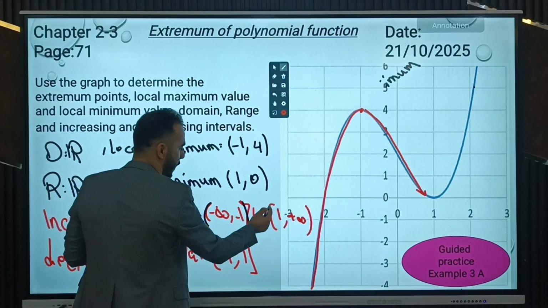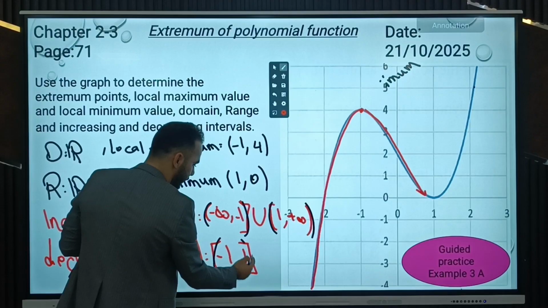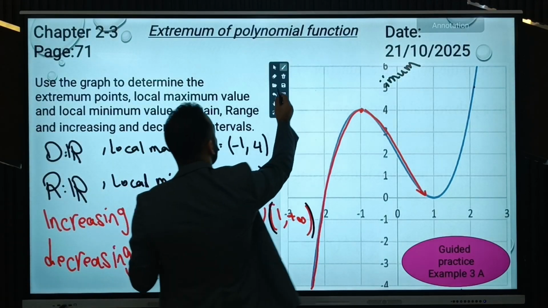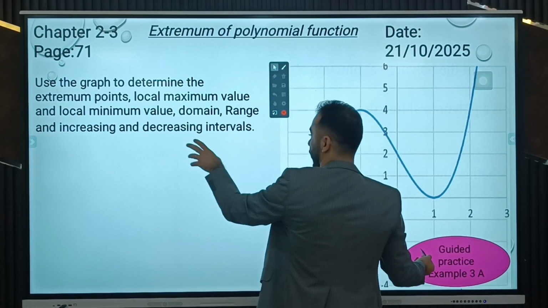Always, when you want to determine increasing and decreasing intervals. Perfect. Because of the local maximum and local minimum, the boundary points are not going to be like with a closed interval.